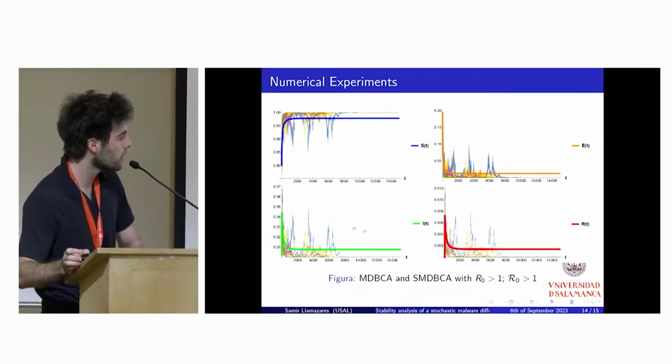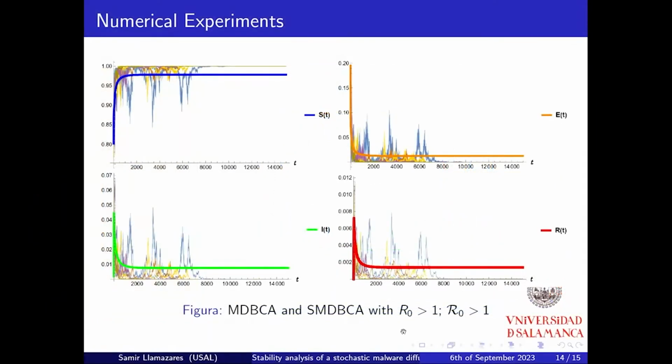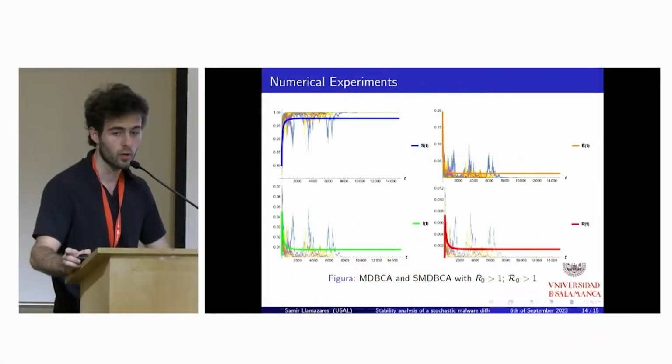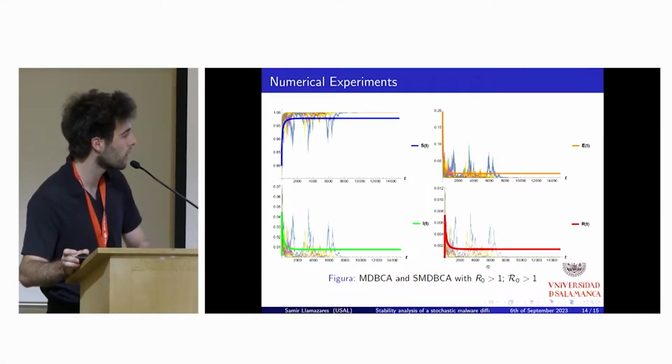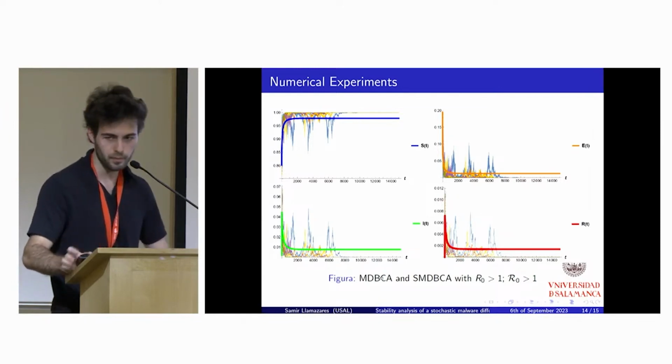And finally, another example where both reproductive numbers are greater than 1, but in this case, the stochastic model does in fact converge to the disease-free equilibrium. So this indicates that in some cases, adding noise to the model, we can stabilize it. In this case, adding noise made the stochastic model converge to the disease-free equilibrium.